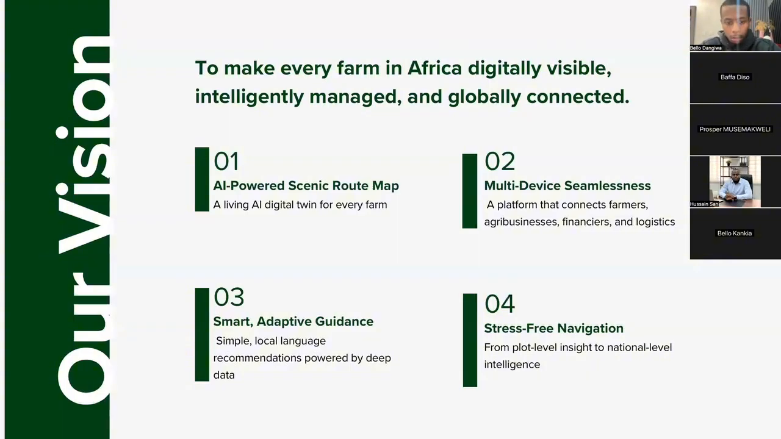Our vision is simple, but very ambitious. Every farm should exist as a smart, living digital record, not just a dot on a map, but a full picture of what's planted, the soil, the risks, and the opportunities. And that data should flow to everyone who needs it. That is the farmers, the aggregators, the banks, and the government.